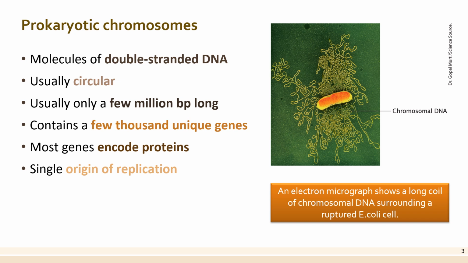Most of these genes are going to encode proteins. If you've taken a genetics class or potentially a 101 class, you might know that not all of our genes encode proteins specifically. Some of them encode RNA, some of them are there for regulatory or structural purposes, but most of the genes in a bacteria are going to encode proteins, and there's going to be very little regulatory or structural sequences there. There is a single point of origin for replication.